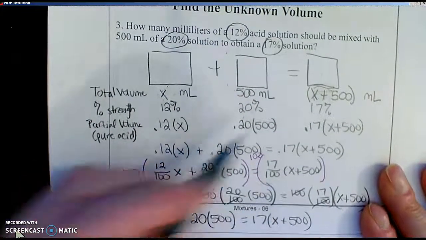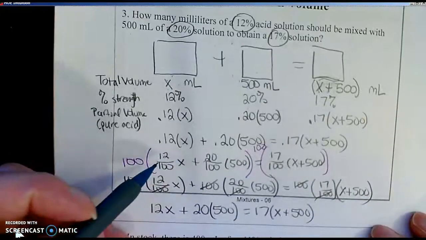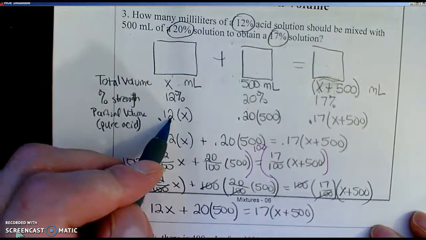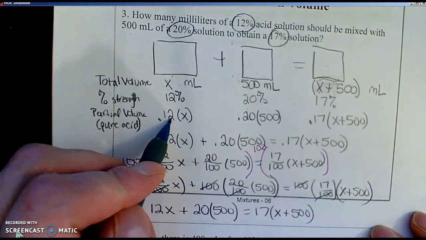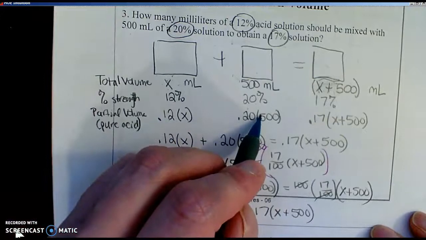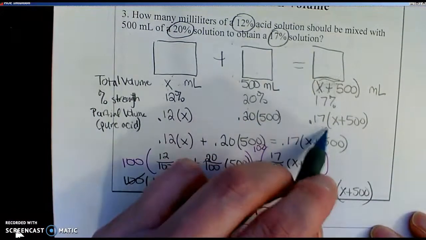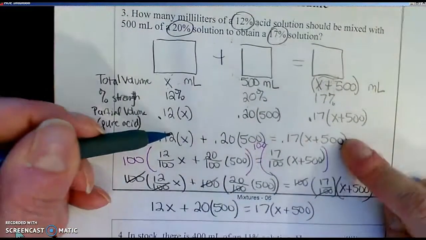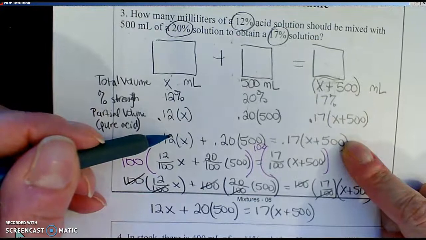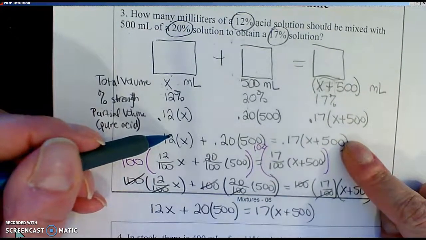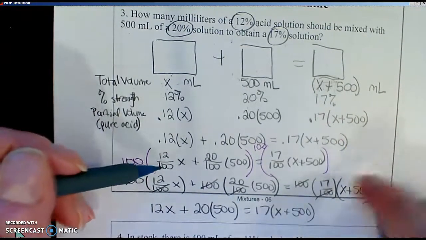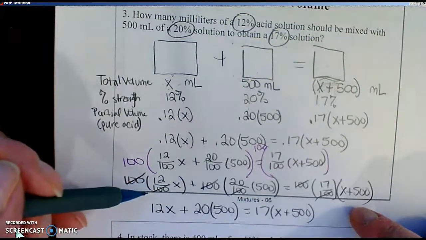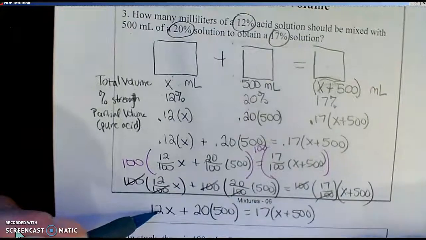But each of these decimals can be rewritten as a fraction. So when we say that the partial volume from the 12% solution, meaning the pure acid that went into the 12% solution, plus the pure acid from the 20% solution, adds up to the amount of pure acid that's in the mixture, this is one way of writing the equation, and it's perfectly acceptable to use that way. But because of the fractions, you can multiply both sides of the equation by 100, and we can rewrite the equation like this.